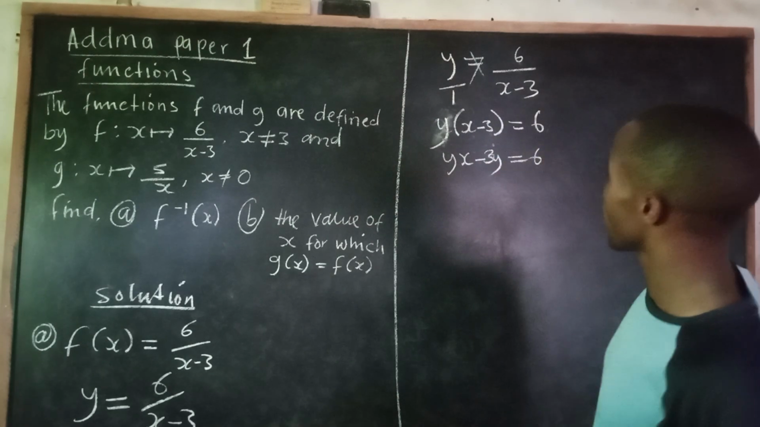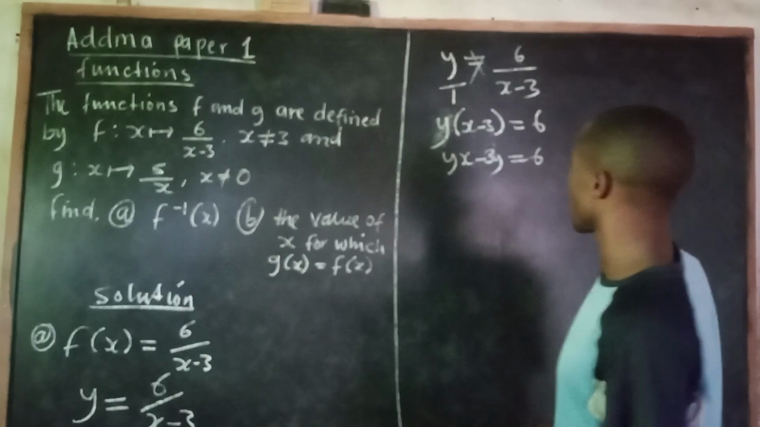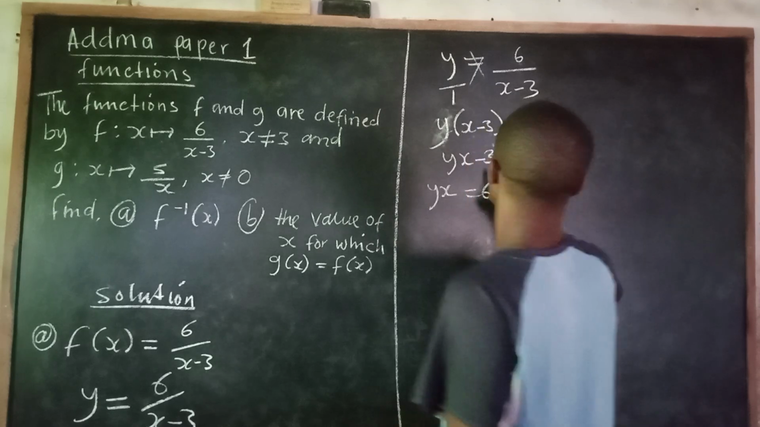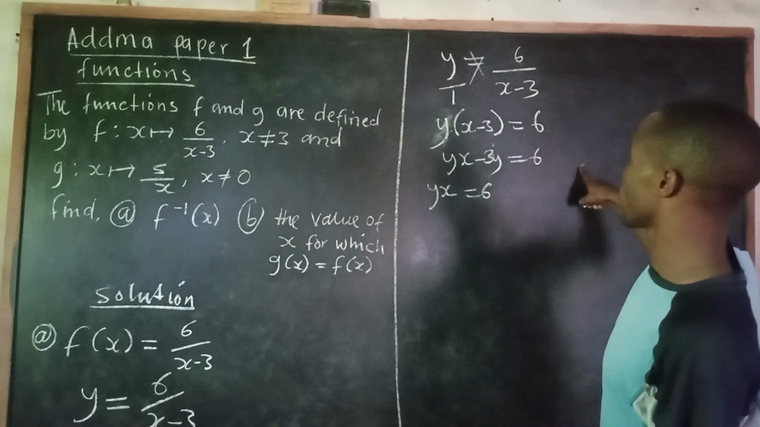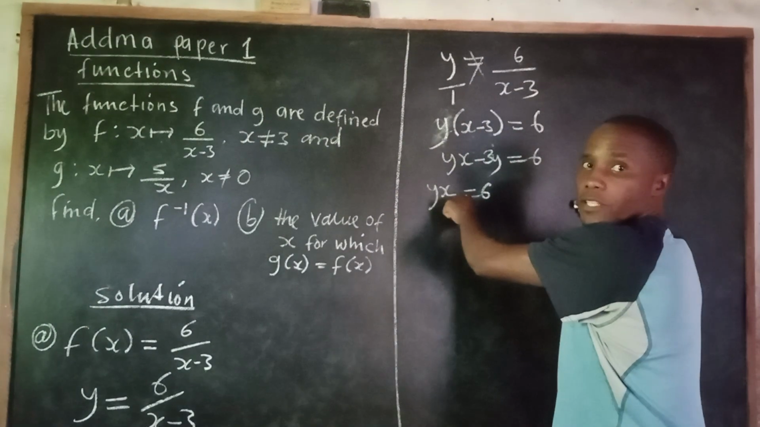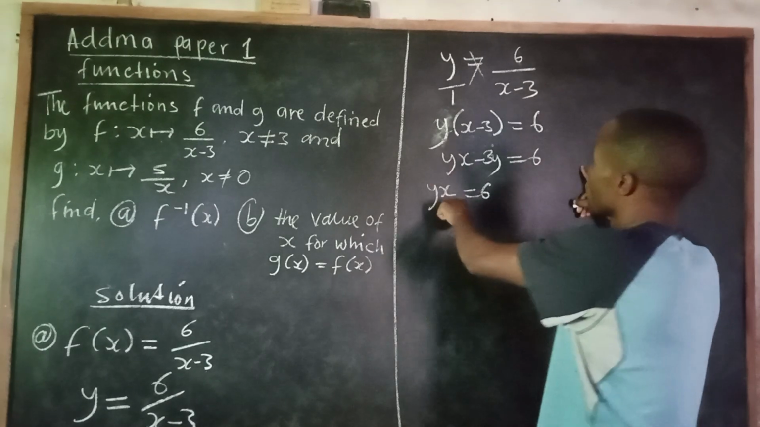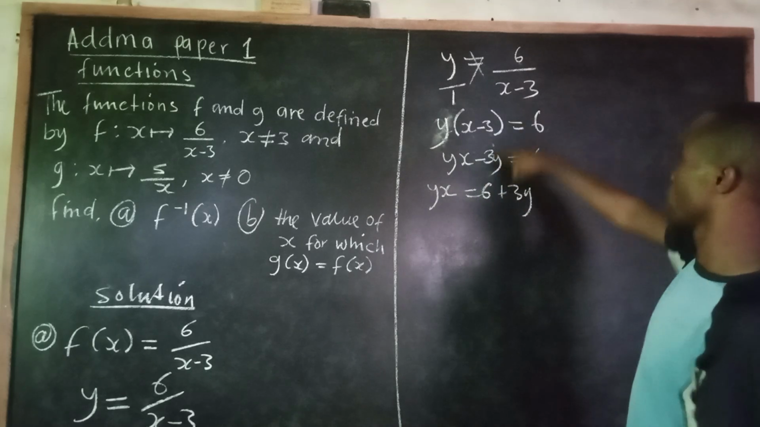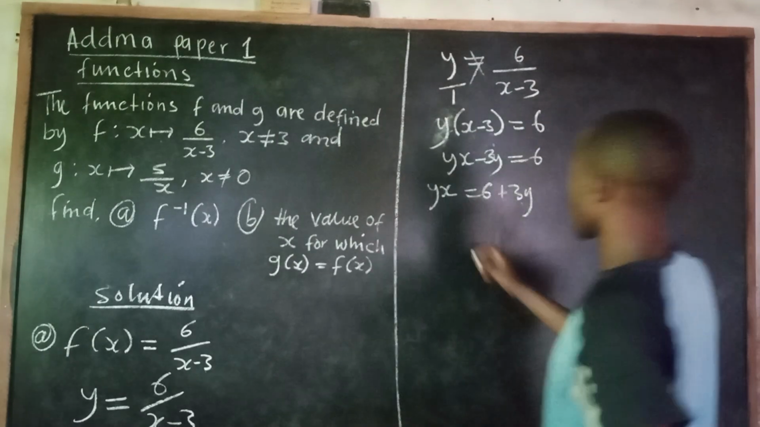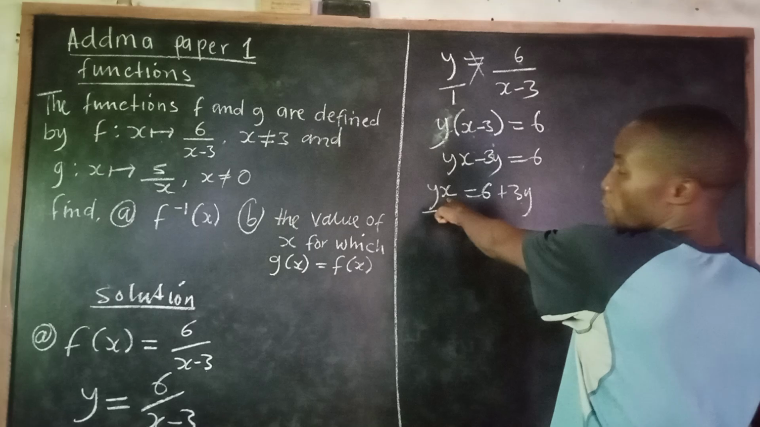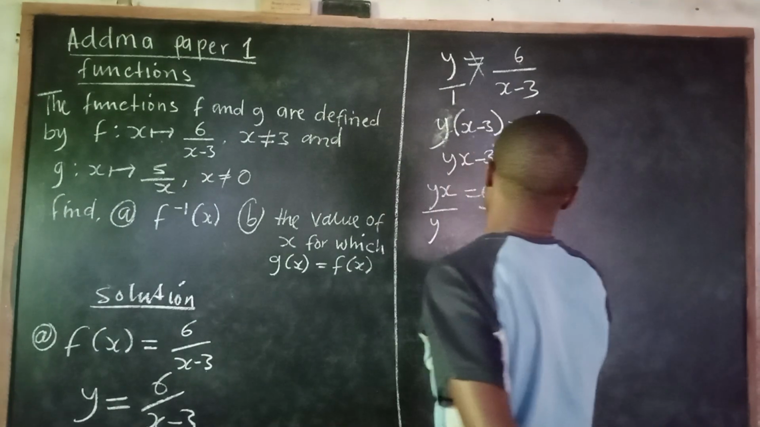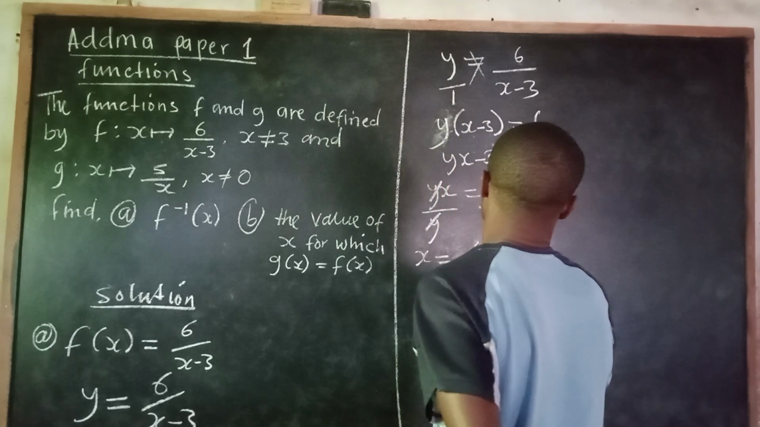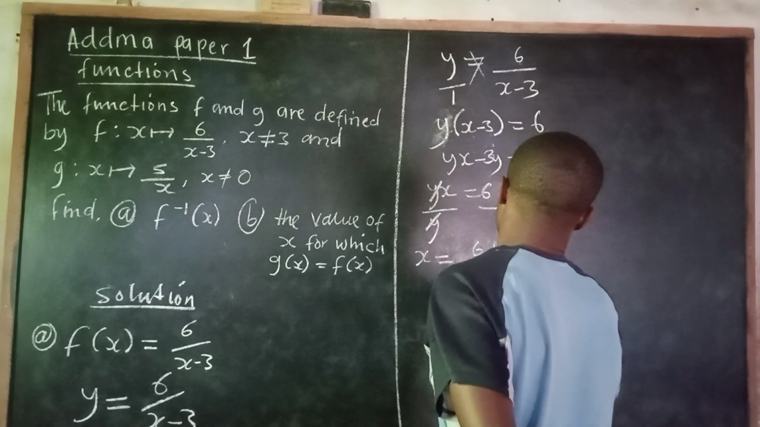Since we are trying to make x the subject of the formula, yx equals 6, and the 3y goes to the other side. Our area of interest here is x. Here it is negative, but when it crosses the equal sign it becomes positive 3y. Then we divide both sides by y, so x equals 6 plus 3y over y.